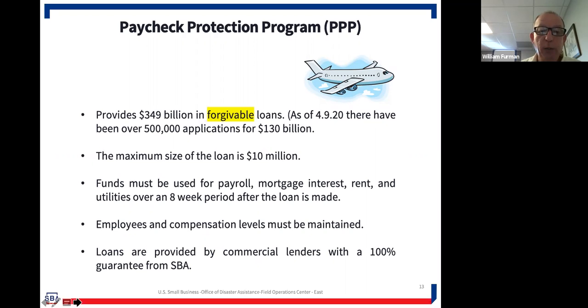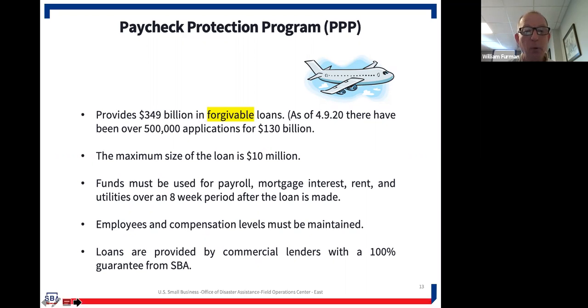The funds must be used for payroll, mortgage interest, rent, and utilities over an 8-week period after the loan is made. So you only have 8 weeks to use those funds once the loan is made. We call it the PPP program, and you need to think payroll, payroll, payroll, because that is the primary focus of this program. You have to use at least 75% of those funds for payroll, and you can use 25% of that for mortgage interest, rent, and utilities over that 8-week period.